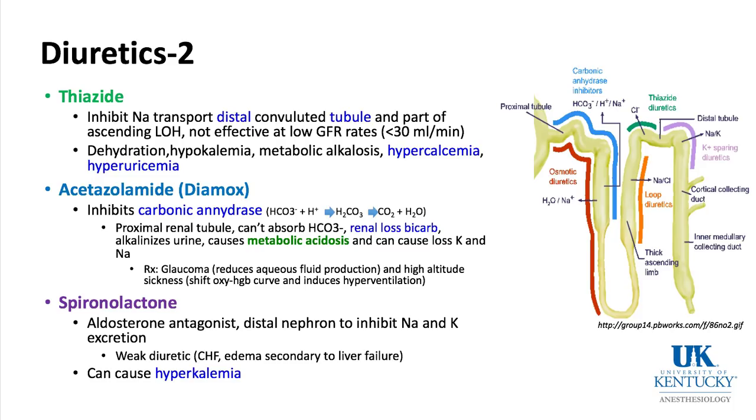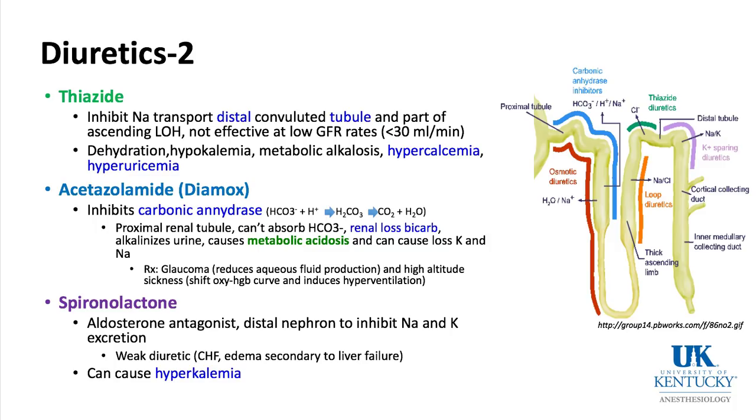But thiazide diuretics are still used as part of antihypertensive therapy, and patients who are taking hydrochlorothiazide, for example, can come in hypokalemic with a metabolic alkalosis like Lasix caused. But something unique to the thiazides is this hypercalcemia, and like Lasix also can cause hyperuricemia.